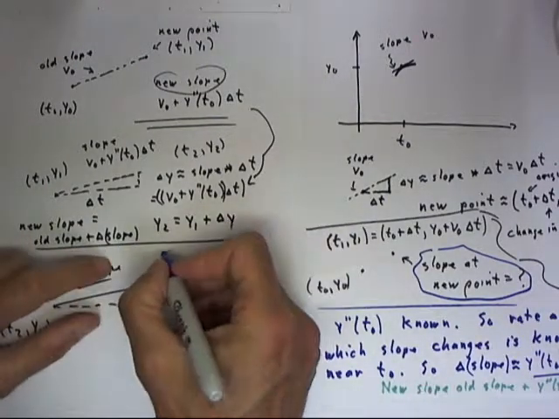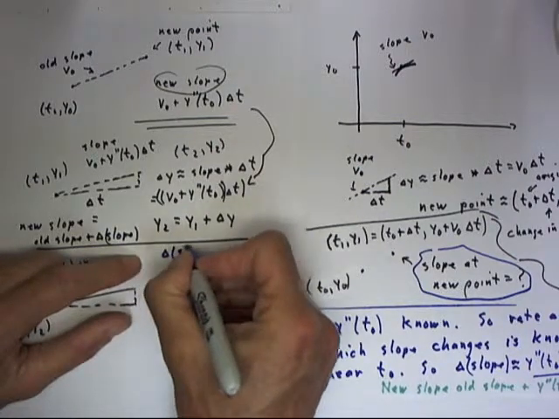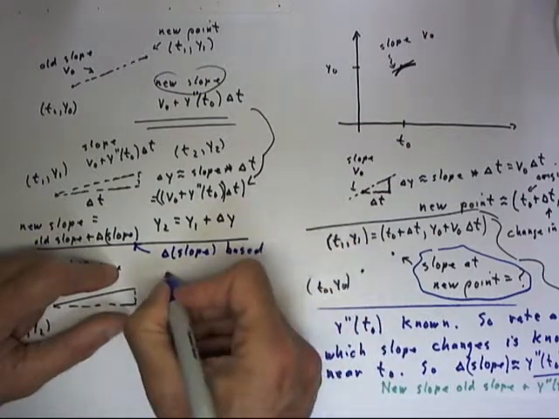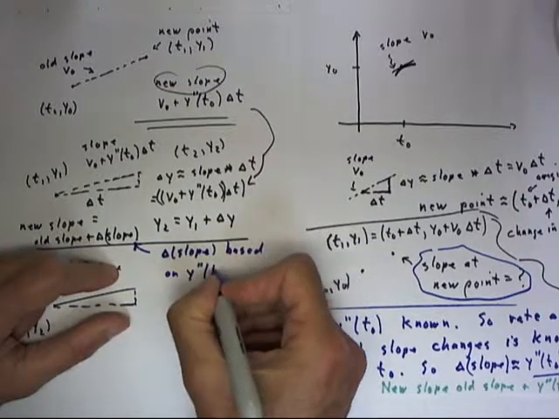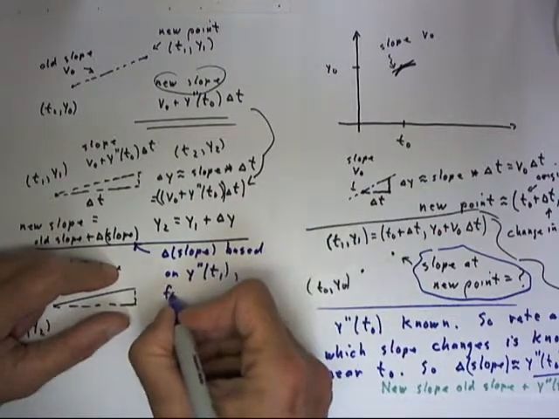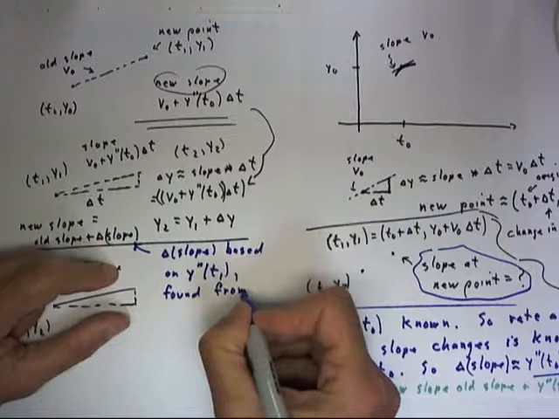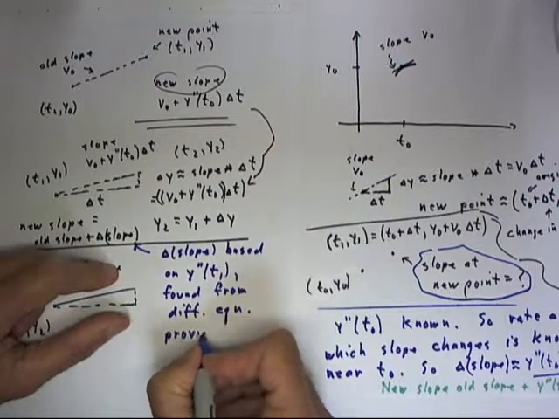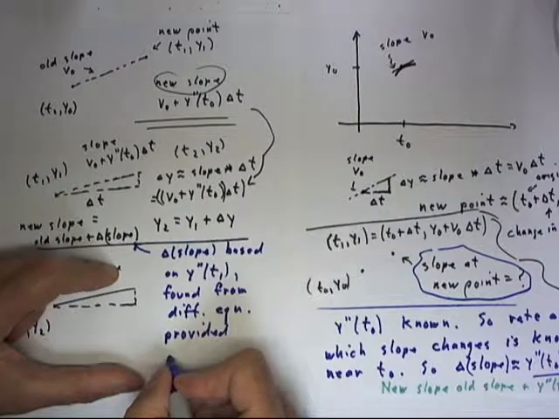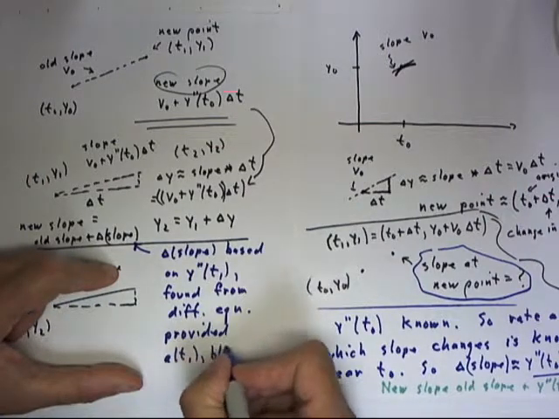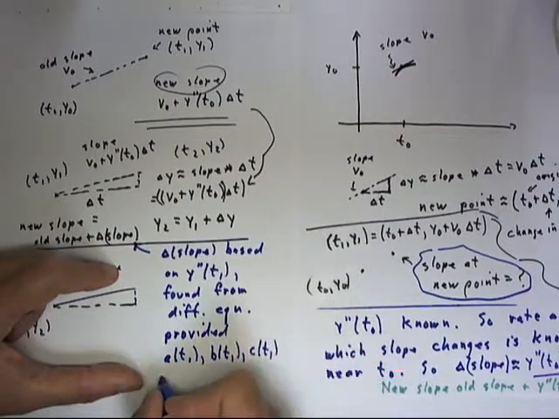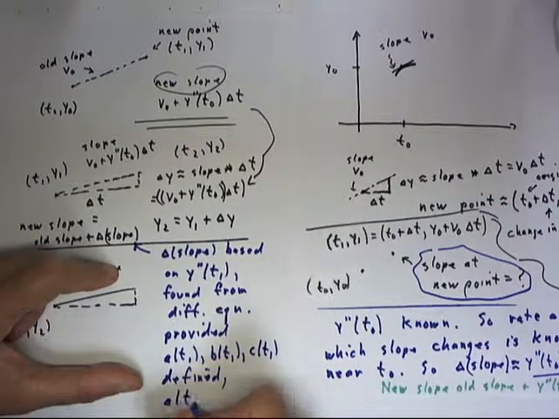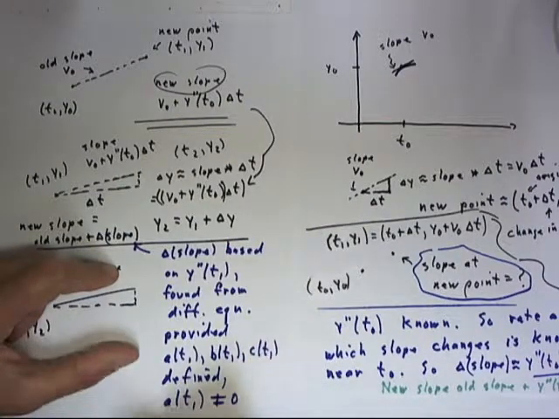The key again being that our change in slope here is based on y double prime at t1, and that's found from our differential equation, provided now that our a of t1, b of t1, c of t1 are defined, and that a of t1 is not equal to 0.